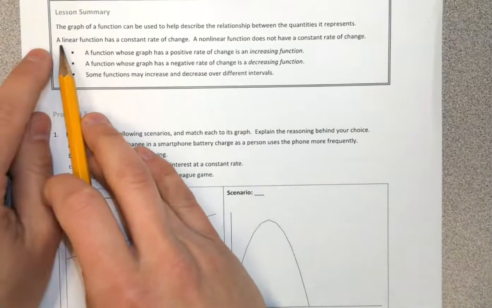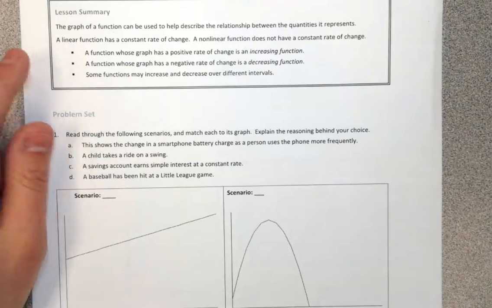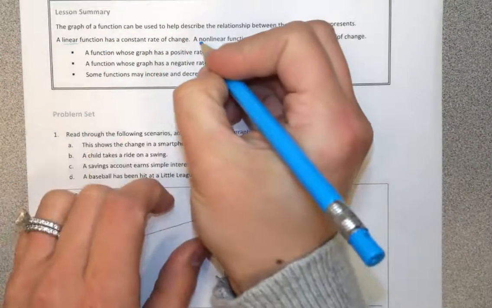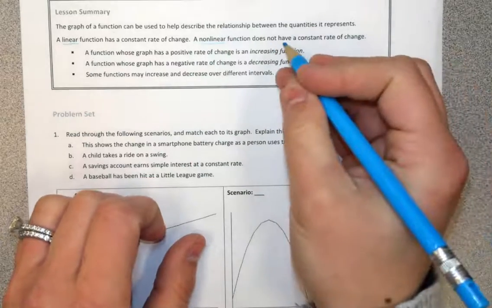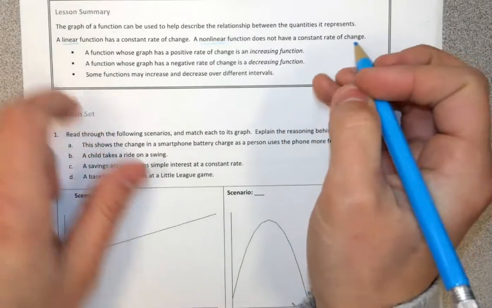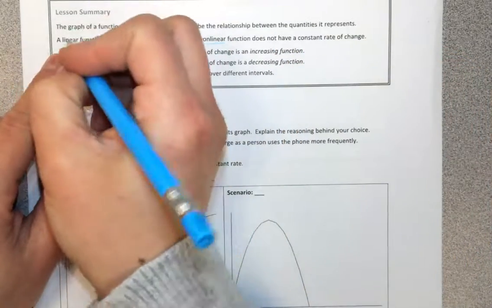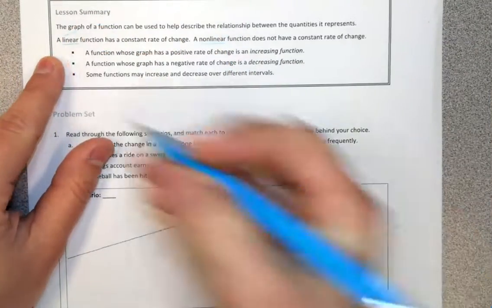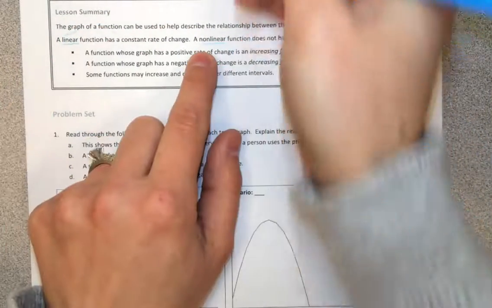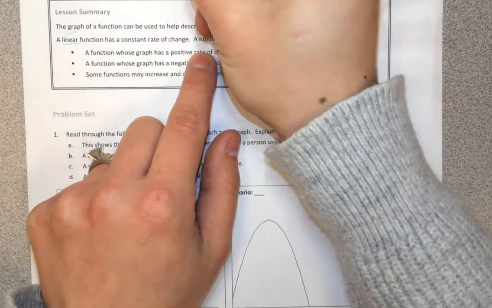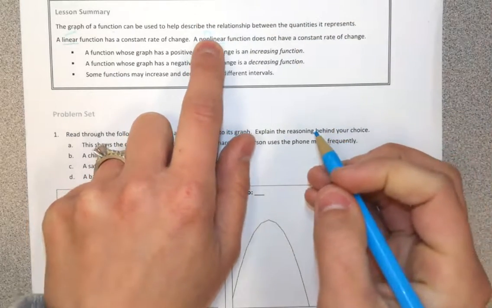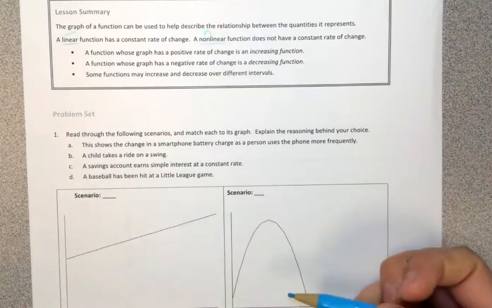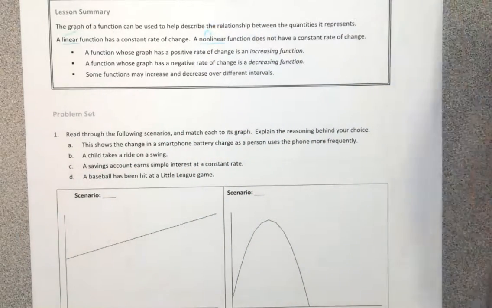So in our lesson summary, it says, a linear function has a constant rate of change. A non-linear function does not have a constant rate of change. So what I want you to do is, above that word linear, draw a straight line. We've talked about how linear means straight. I have a straight line. Non-linear means it's not straight. That prefix means not. So draw yourself some sort of curvy line right there. I drew like a little hump, kind of like the graph I see right here, but nonlinear means not a straight line.